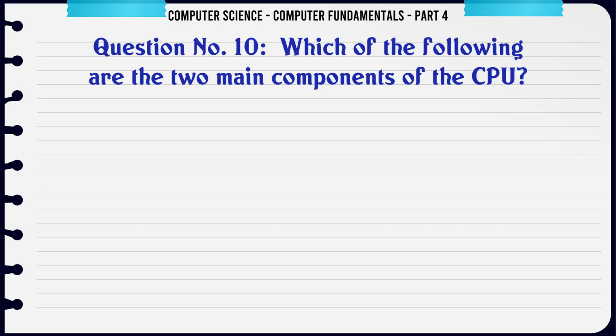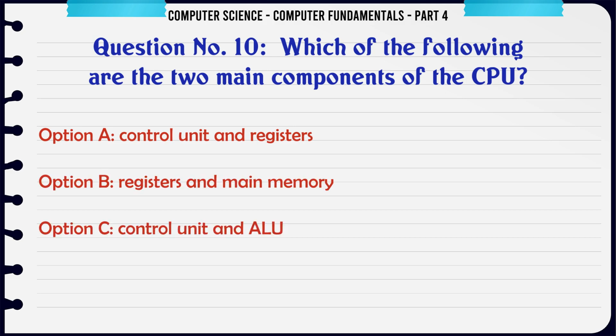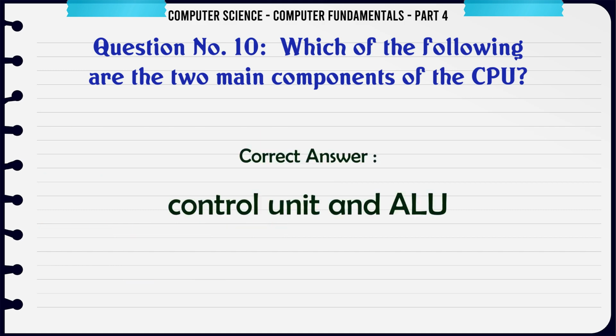Which of the following are the two main components of the CPU? A. Control unit and registers, B. Registers and main memory, C. Control unit and ALU, D. ALU and bus. The correct answer is control unit and ALU.